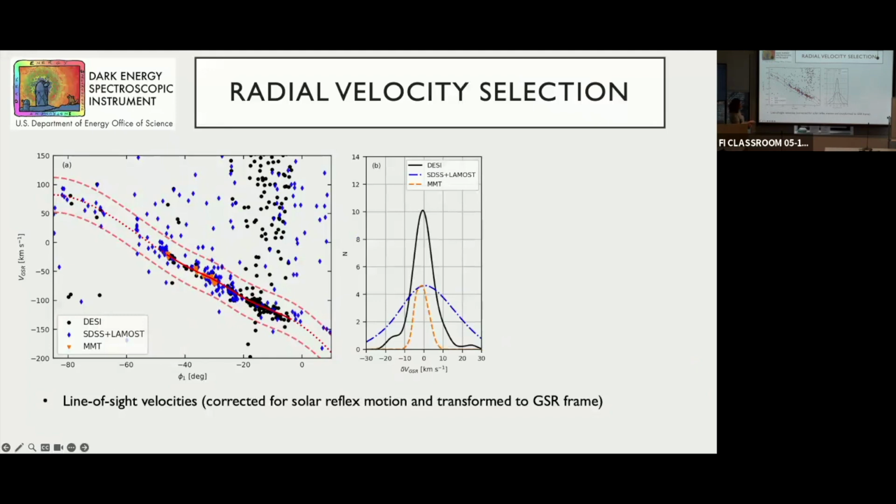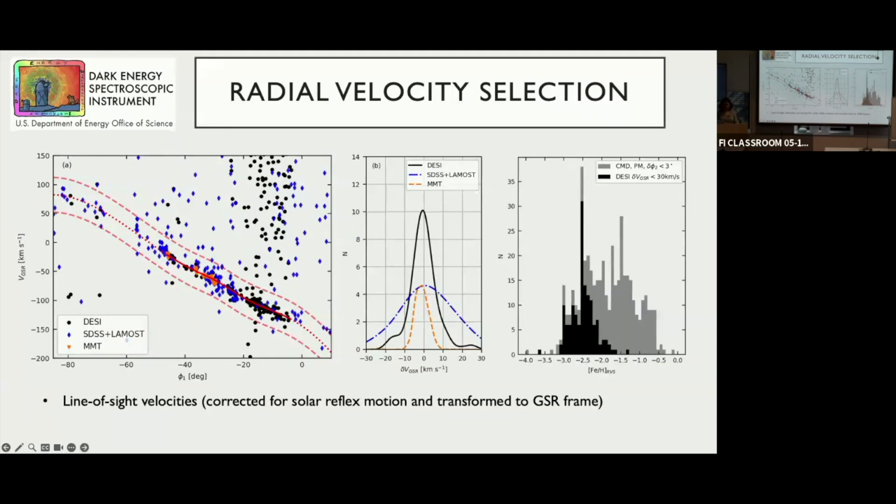And then if you look at the metallicity of those stars, you see that they're quite different from the background metallicity of the halo. And this metallicity has a median value of about -2.4, which is consistent with previous observations of the stream. So we believe that we've actually identified the stream quite definitely.